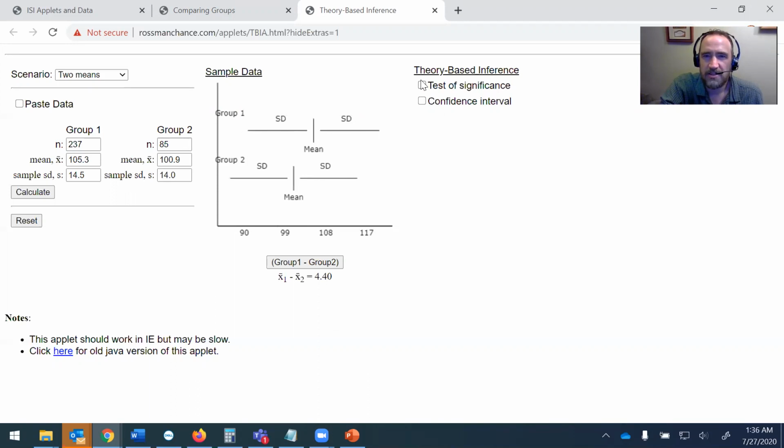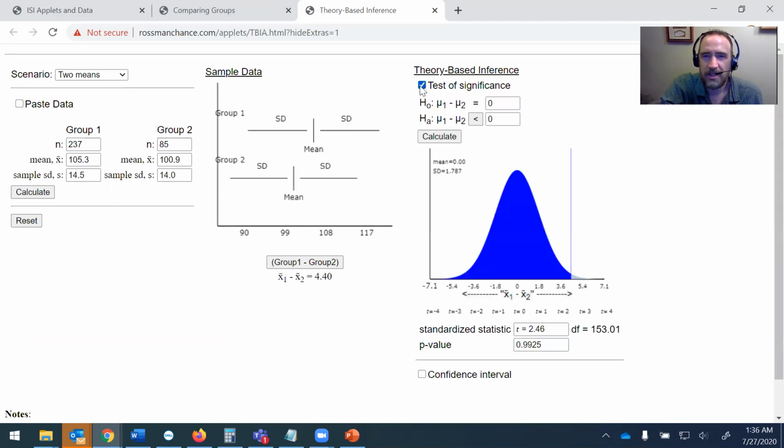What we do want to do is a test of significance. Let's go ahead and check that. And by default, it's always going to have the right null hypothesis that the two means are the same. They have no difference. The alternative, we can decide, do I want less than, greater than, or not equals? And the default we want here is not equals.